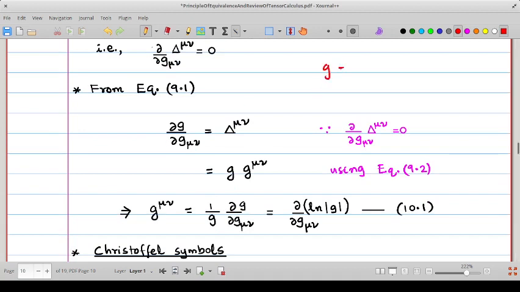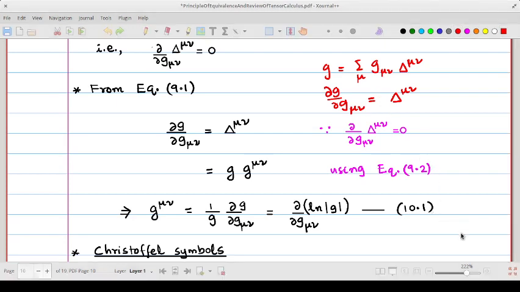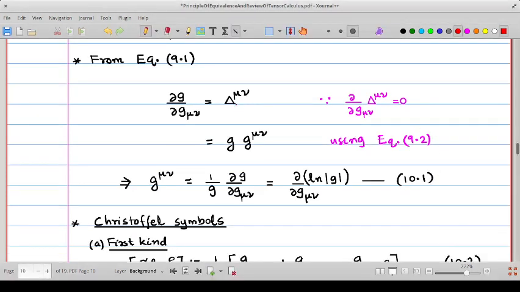Then, since g is equal to the sum over μ of g_{μν} Δ^{μν}, if I take the derivative of g with respect to g_{μν}, I will get equal to Δ^{μν}, and that is because Δ^{μν} is independent of g_{μν}. So dg by dg_{μν} equals Δ^{μν}.